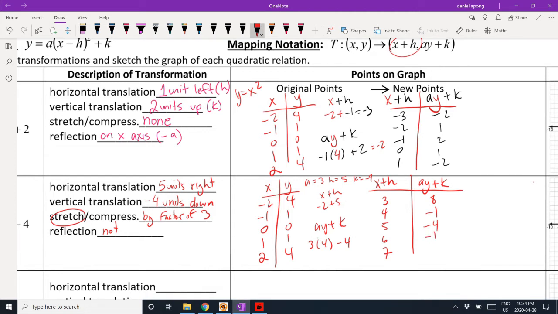And then if you plug in 4 into this, 4 times 3 is 12, minus 4 is 8. So you can see how these two just repeat the top here. And so let's go ahead and graph those.